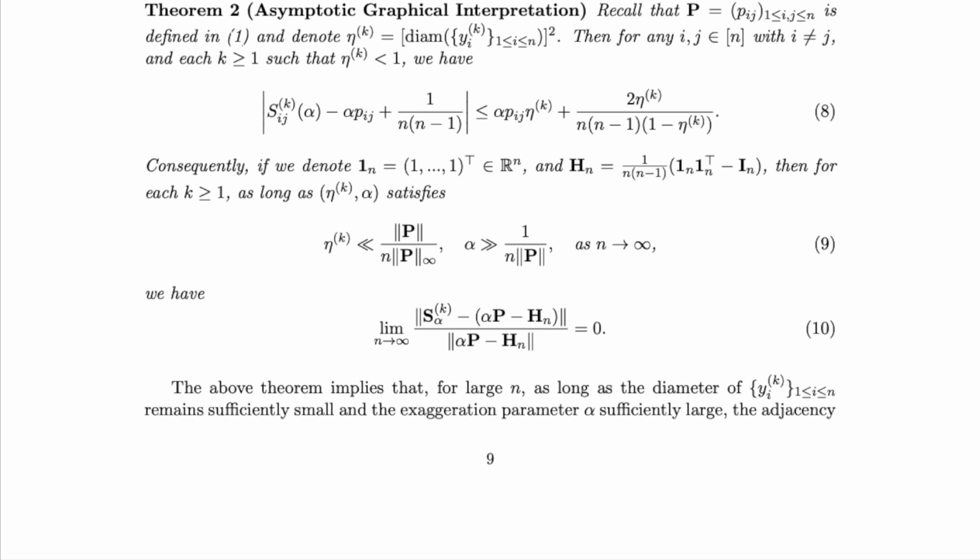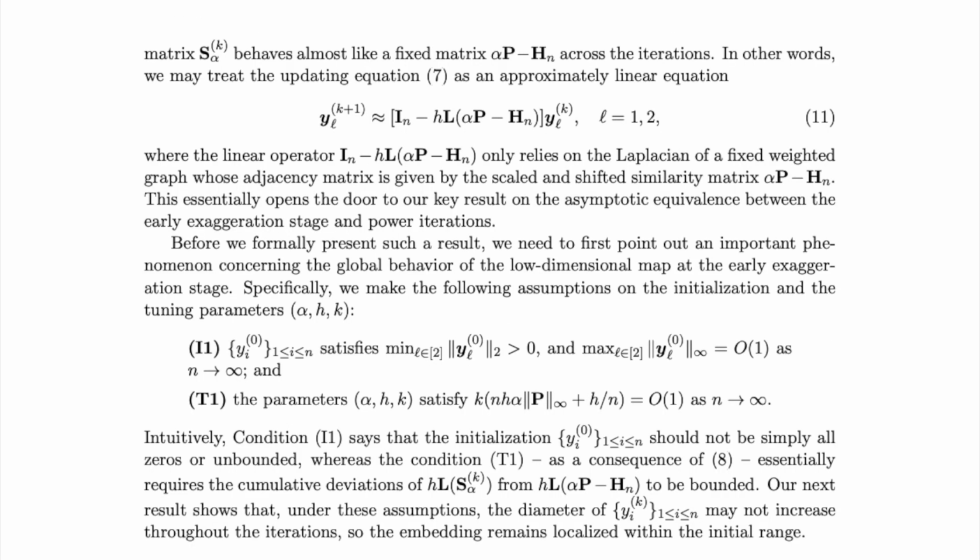remains sufficiently small, and the exaggeration parameter alpha is sufficiently large, the adjacency matrix Sk alpha behaves almost like a fixed matrix alpha P minus hn across the iterations. In other words, we may treat the updating equation 7 as an approximately linear equation, C formula, where the linear operator I n minus h L alpha P minus hn only relies on the Laplacian of a fixed weighted graph whose adjacency matrix is given by the scaled and shifted similarity matrix alpha P minus hn.